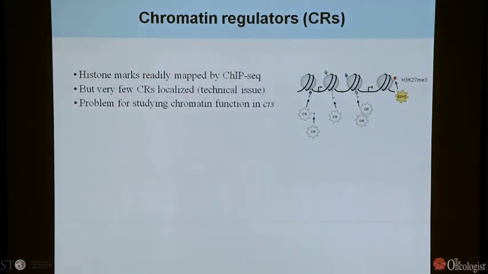Okay, so for the last couple minutes, the last short section of my talk, I want to come back to the chromatin regulators that I think we've heard a lot about in several of the other talks. The histone modifications have been extensively explored by these mapping technologies. We really have used them extensively to annotate the genome and understand where they sit. But very few of the chromatin regulators, these enzymes that put on the marks or remove the marks or bind the marks, have been localized, and this is due to technical issues.